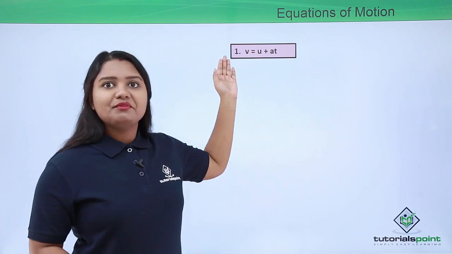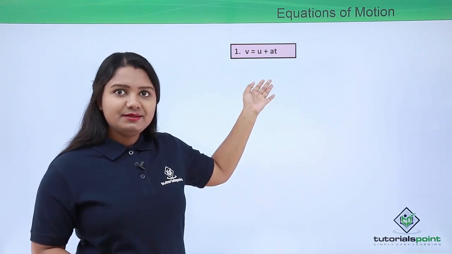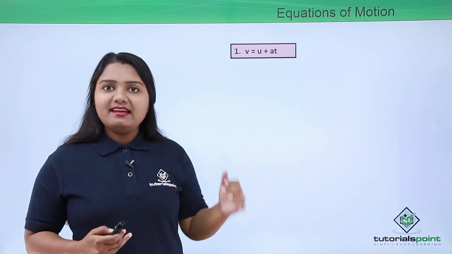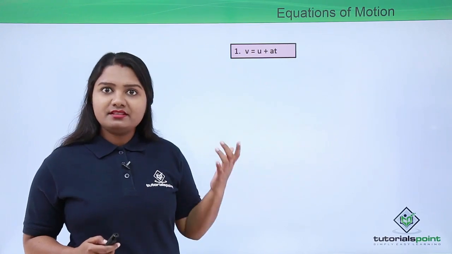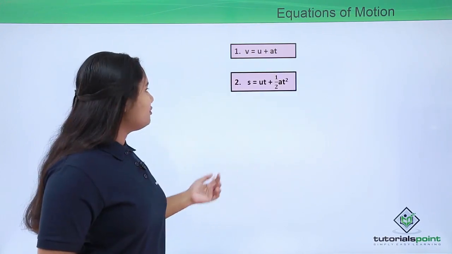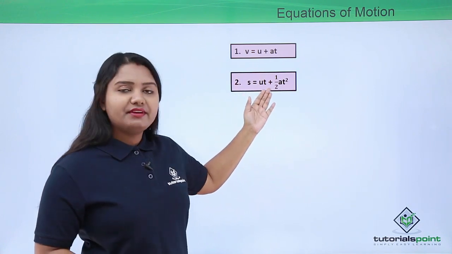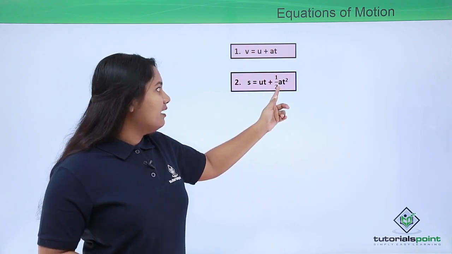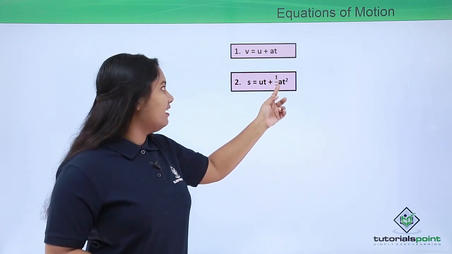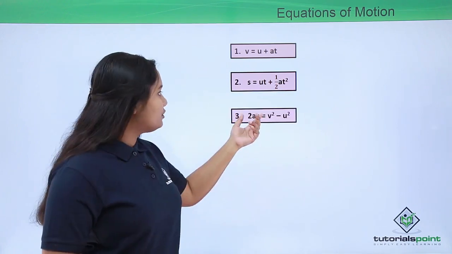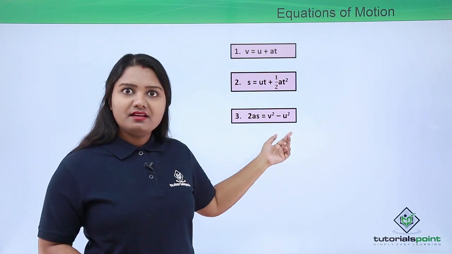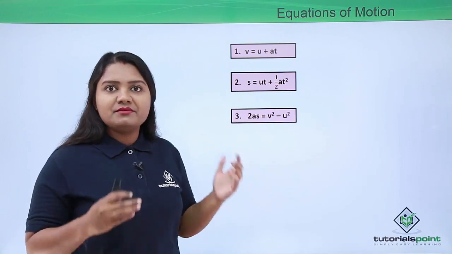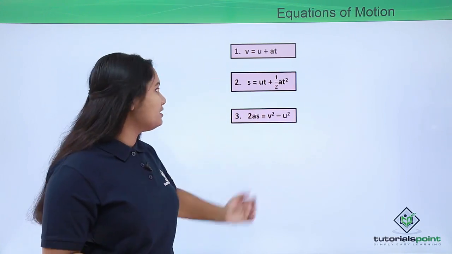So the first equation of motion that we have is v equals u plus at, where v is the final velocity of the body, u is the initial velocity of the body, a is the acceleration of the body, and t is the time taken by the body. The second equation of motion is s equals ut plus half at squared, where s is the displacement, u is the initial velocity, and a and t are the acceleration and time. The third equation of motion is 2as equals v squared minus u squared. So these are the three equations of motion about which we have already discussed a lot, and we have solved so many numerical problems based on these equations.